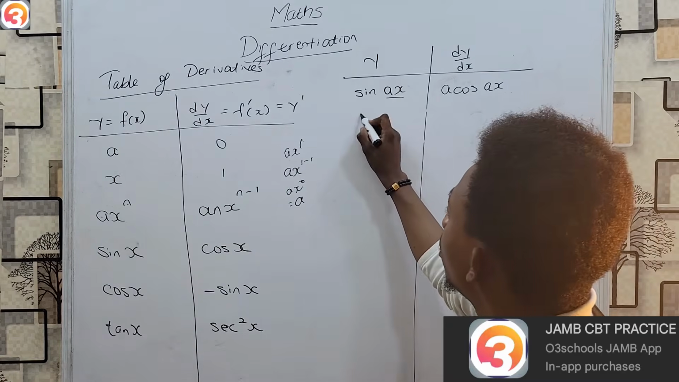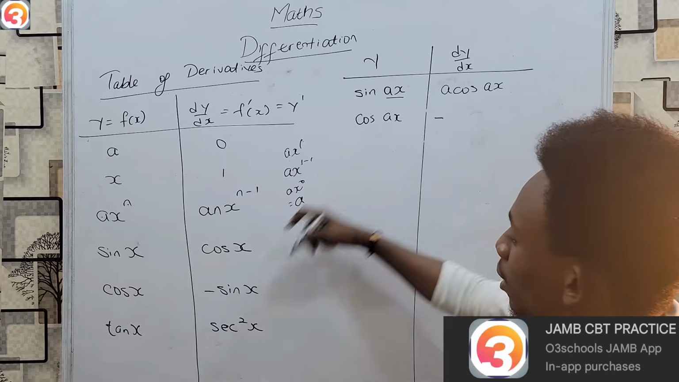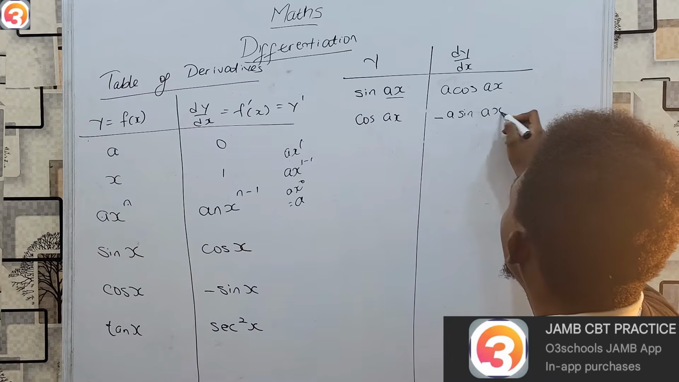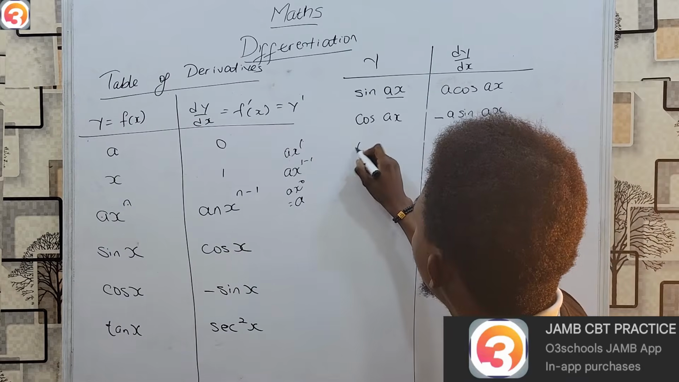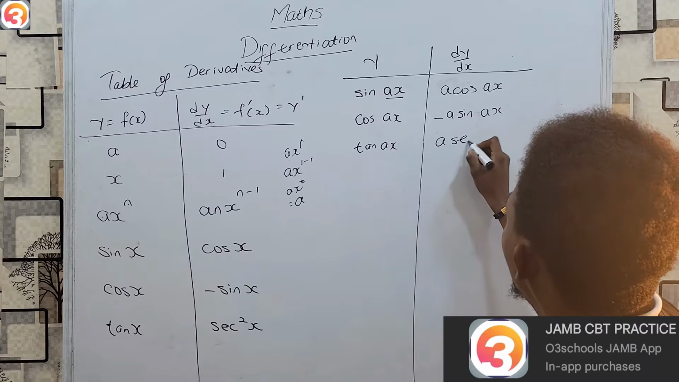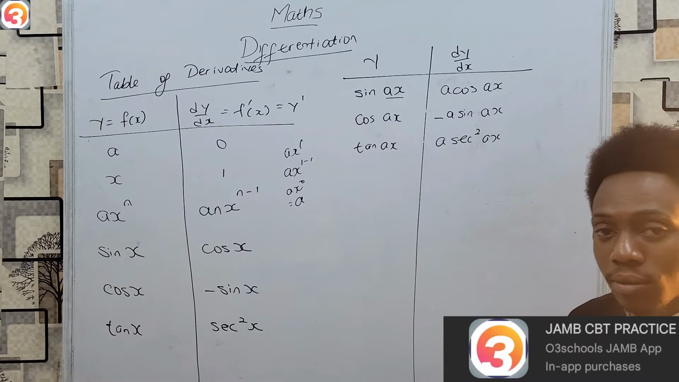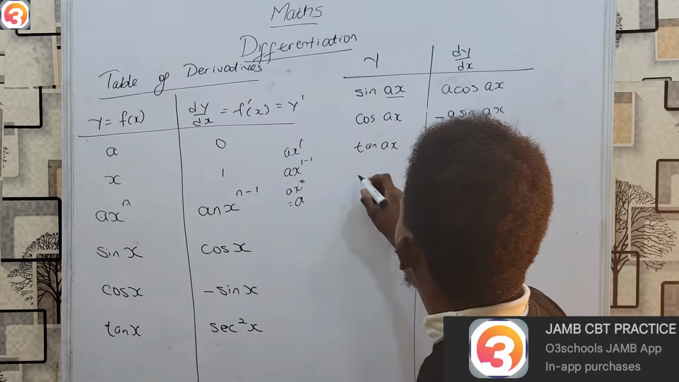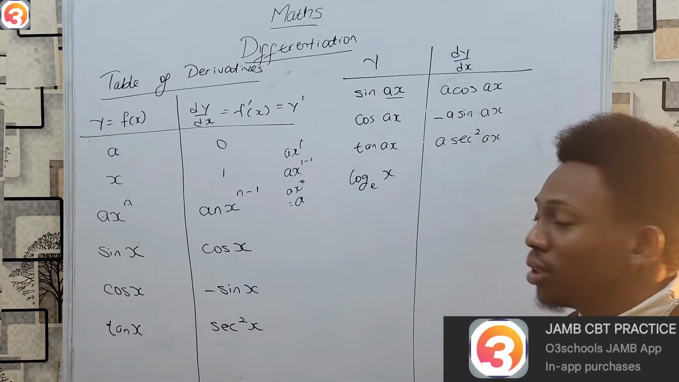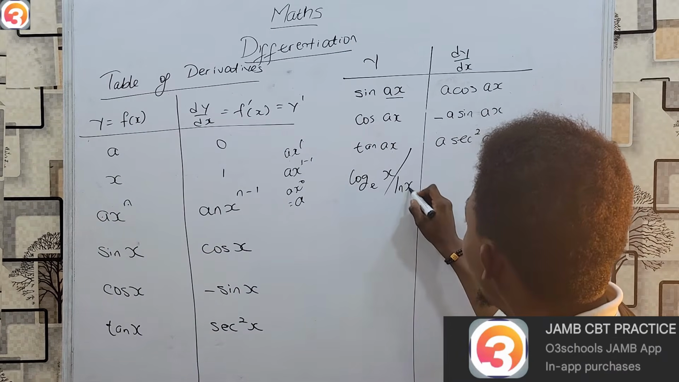In the same way, if it was cos ax, now a will also come out, but then there's a negative sign, minus a sin ax. If it was tan ax, a also comes out, a sec squared ax. Okay, what if it was log to base e of x, the natural logarithm of x, which can also be written as saying ln x?